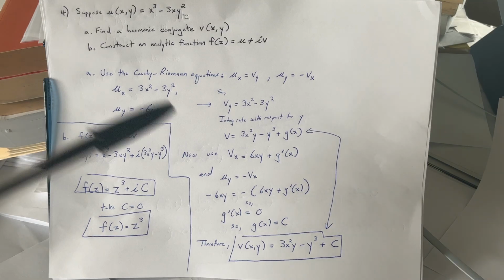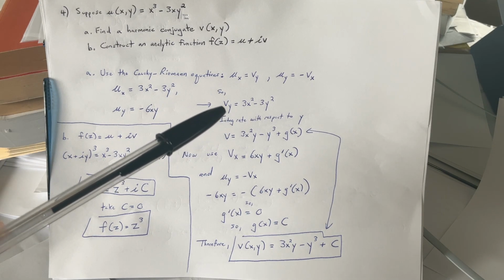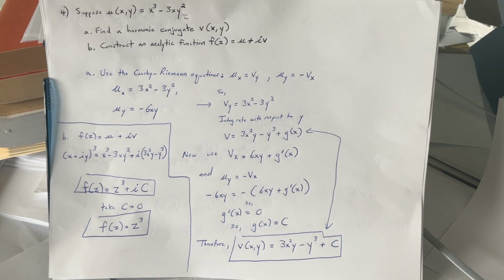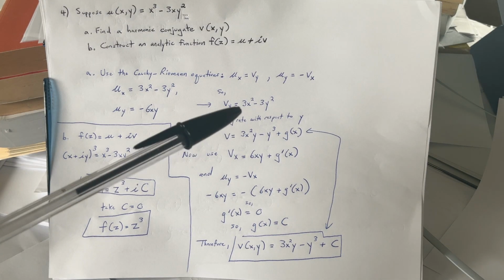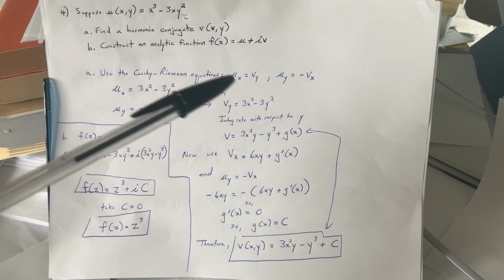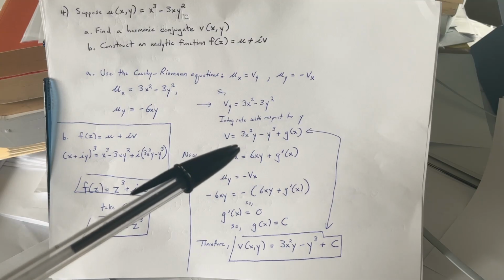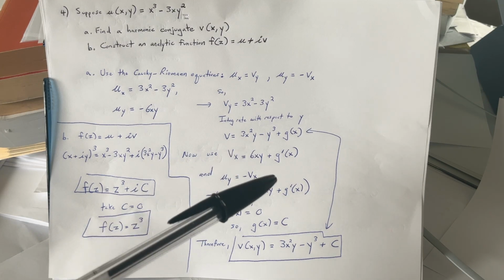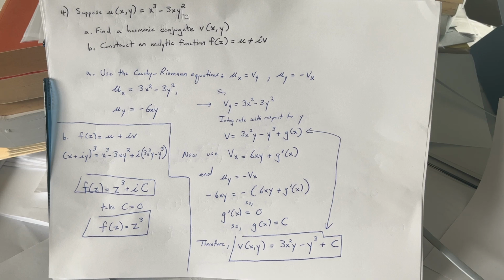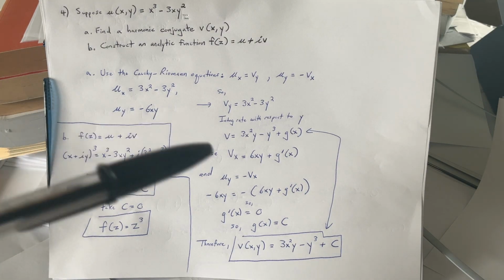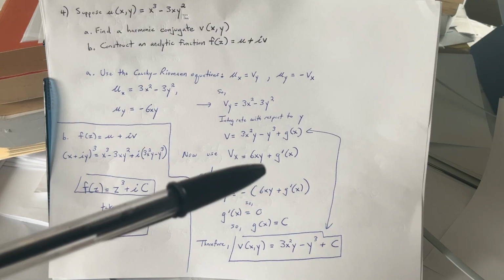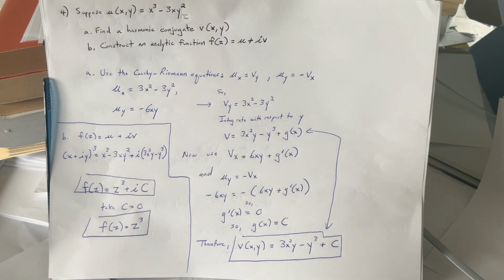So just using what we know, v sub y now is 3x squared minus 3y squared. We take this v sub y, or the partial derivative with respect to y of the v, right? Integrate with respect to y. When we integrate that, we're going to get v equals 3x squared y minus y cubed plus g of x, right? Now, we use that partial derivative of x with the v, so v sub x. That's going to be just 6xy plus the derivative of g of x, that's just g prime of x, okay?